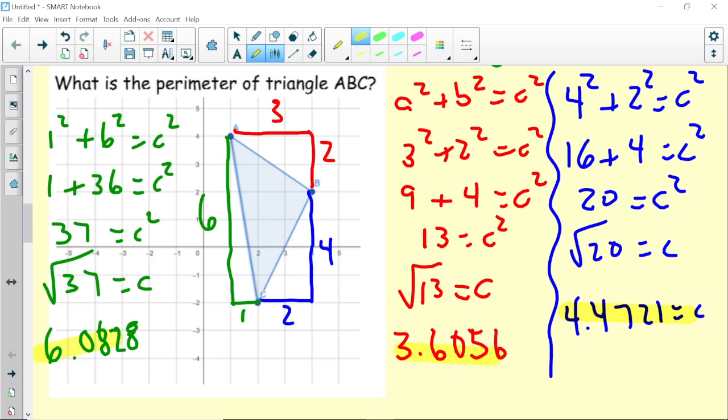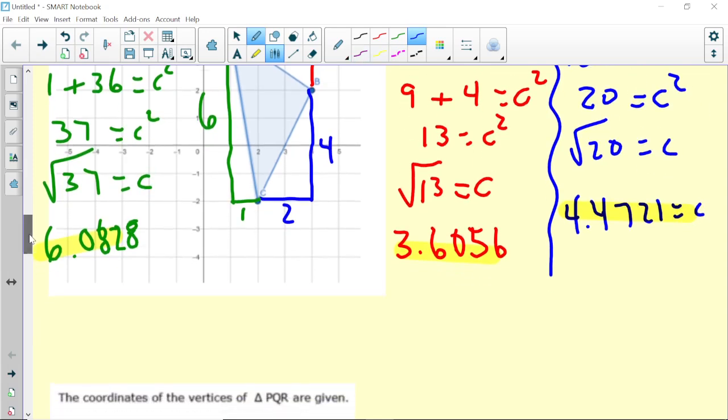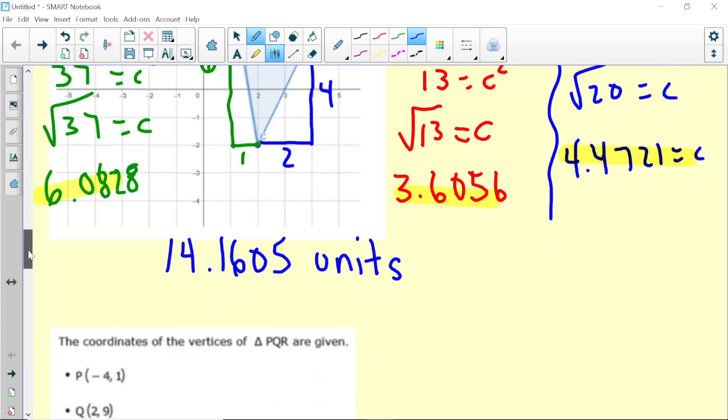And it looks like we are getting a perimeter when we add all these up of 14.1605. And this is a distance, a length around a shape. So I'm going to label it in units because I do not have any label currently. No inches, no centimeters, no feet. So I'm going to leave it as units.